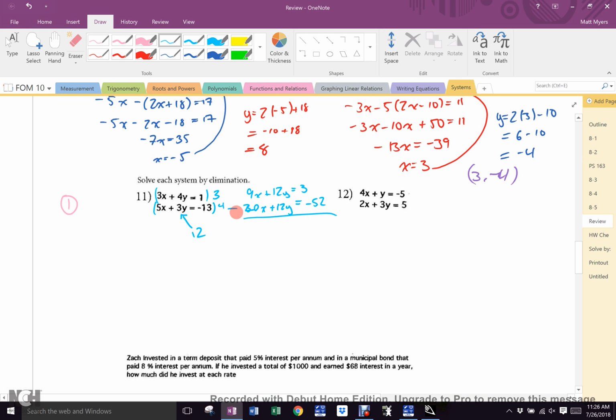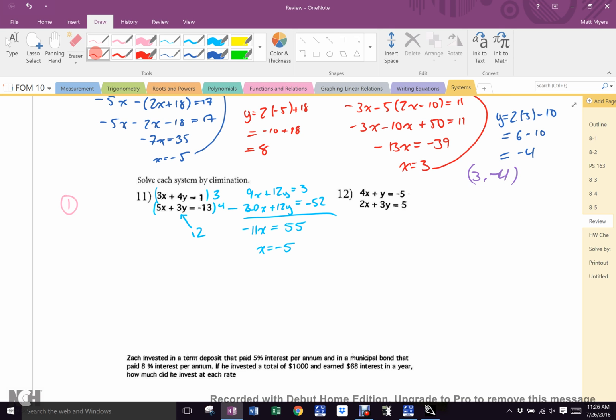Then it is a subtraction issue. 9 minus 20 is negative 11x. 3 minus 52 is positive 55. So x equals negative 5. Now I take that x and I can put it where?